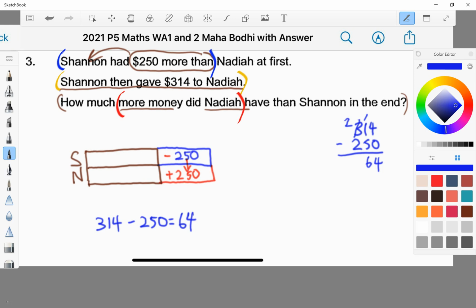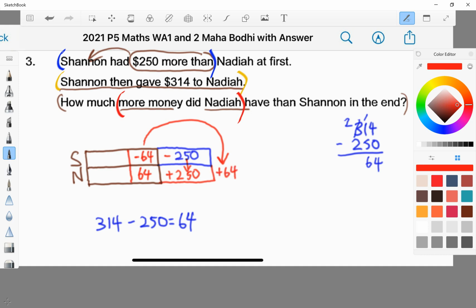And having moved 250, Shannon needs to move another 64 over to Nadia. So the 64 will come from here, the right side of the brown box. As what I've been telling my students, if the space above is 64, the space below will also be 64. So in order for Shannon to move the money to Nadia, there will be a swing arrow to show that Nadia actually received 64.